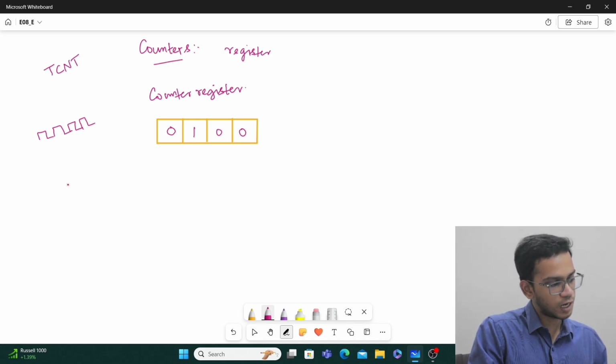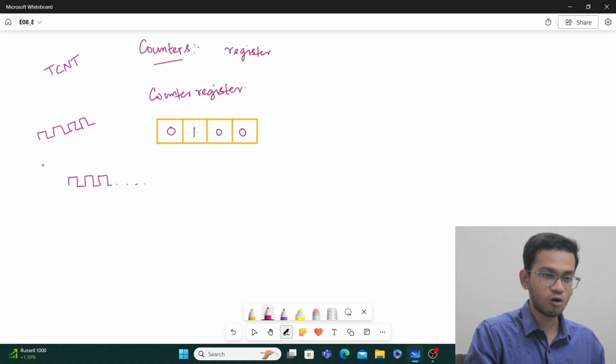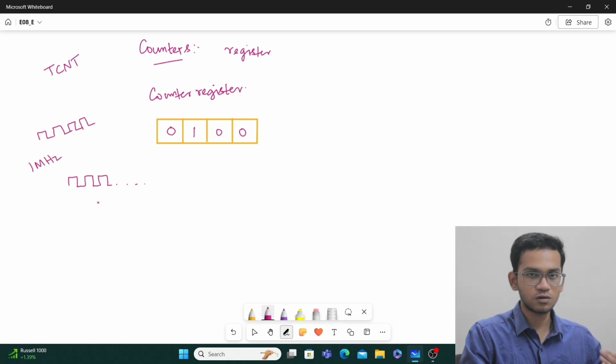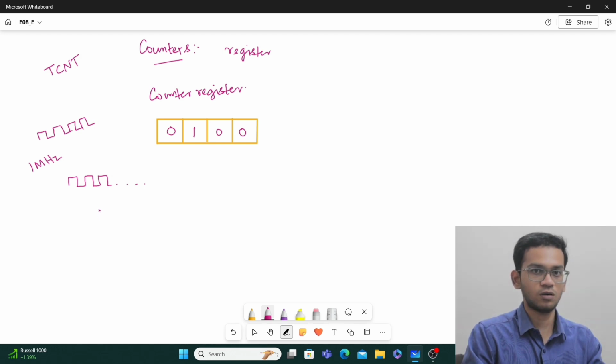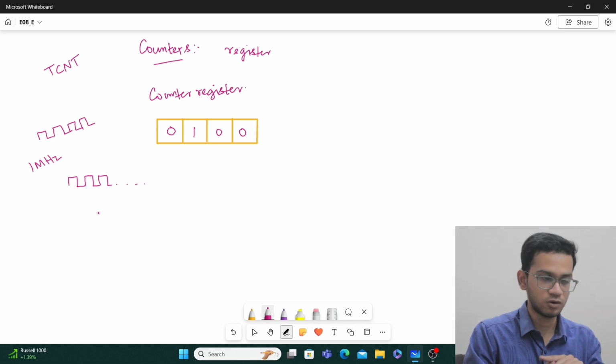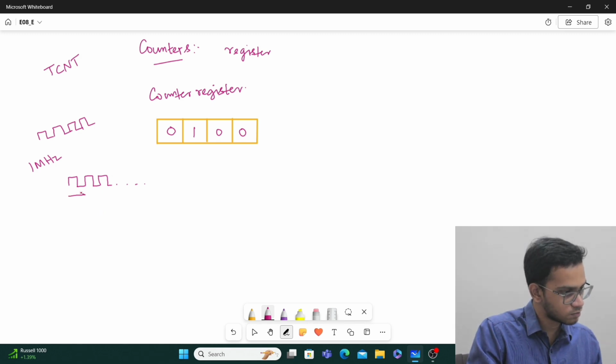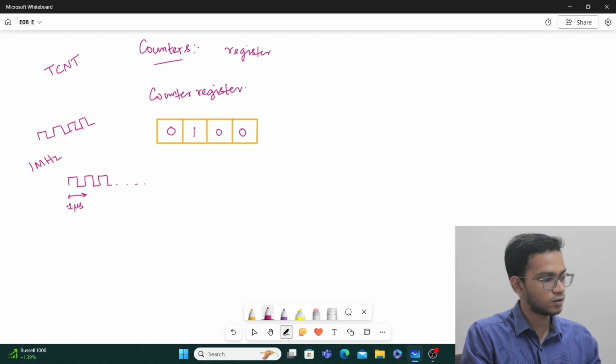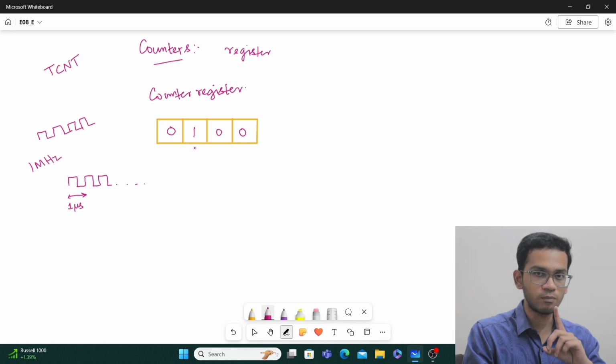Now, assume that I keep giving clock pulses one after the other, again and again, and assume that my clock frequency is 1 megahertz. When I give a clock of 1 megahertz, what will be the period of my clock pulse? It will be 1 upon 1 megahertz, which gives 1 microsecond. So the distance between two consecutive rising edges of the clock will be 1 microsecond. So for every microsecond, the value of the register is incremented by 1.